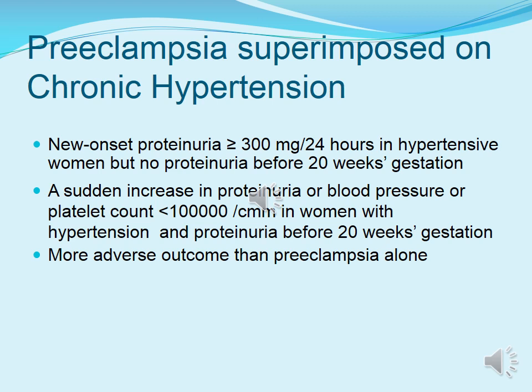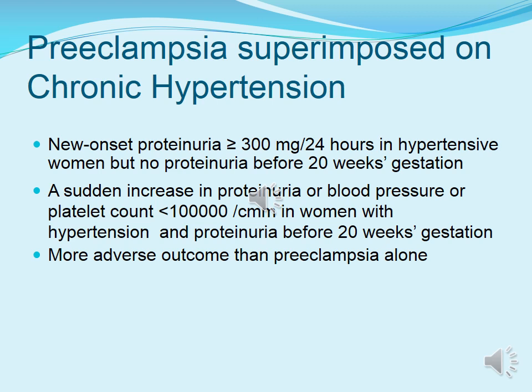There is a category composed of preeclampsia superimposed on chronic hypertension. That means the hypertensive woman gets pregnant and develops pre-E with chronic hypertension, in which there is a new onset of proteinuria of more than or equal to 300 milligrams per 24 hours in an already hypertensive woman, but there is no proteinuria before 20 weeks of gestation.